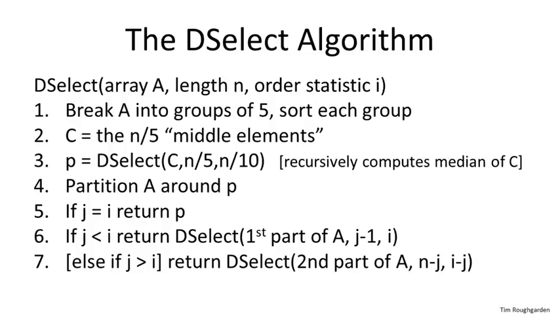We do that by recursively calling DSelect on C. It has length n over 5, and we're looking for the median, so that's the n over 10th order statistic in that array. We call the pivot P, and then we proceed exactly like we did in the randomized case. That is, we partition A around the pivot, we get a first part and a second part, and we recurse on the left side or the right side as appropriate, depending on whether the pivot is less than or bigger than the element that we're looking for.